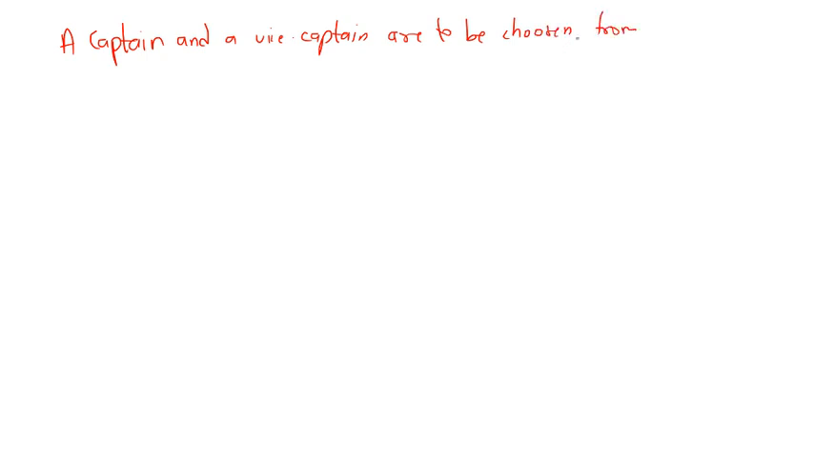The question is: a captain and a vice captain are to be chosen from a team of 11 players. Tell me in how many possible ways this can be achieved.